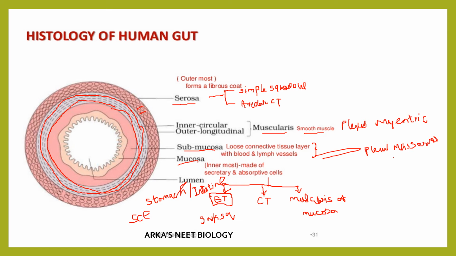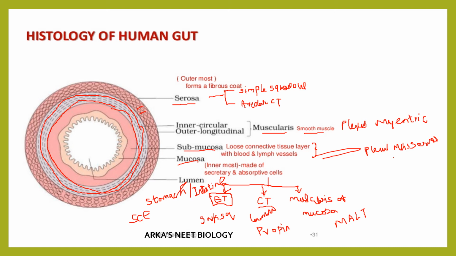The next is the connective tissue. The loose connective tissue is called lamina propria. And the outer layer of the mucosa is the muscularis mucosa, and it also consists of mucosa associated lymphoid tissue. Okay, this is the histology of the human gut.